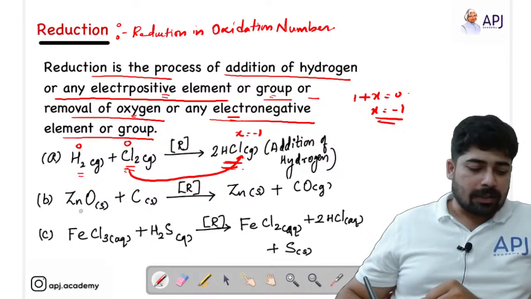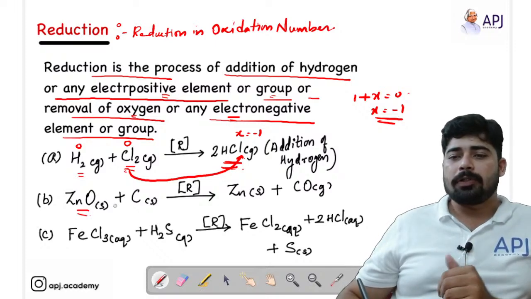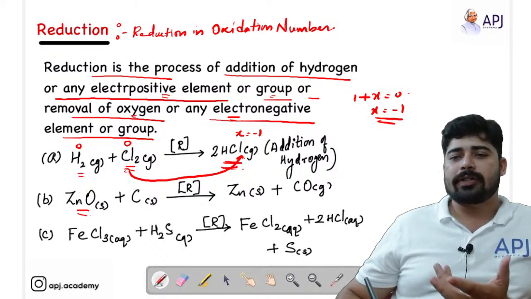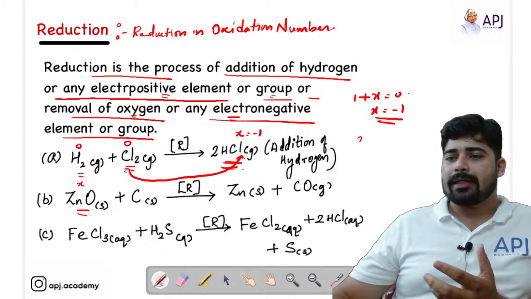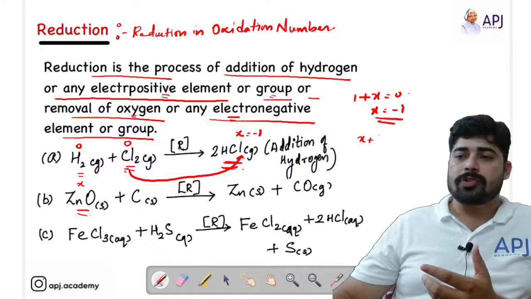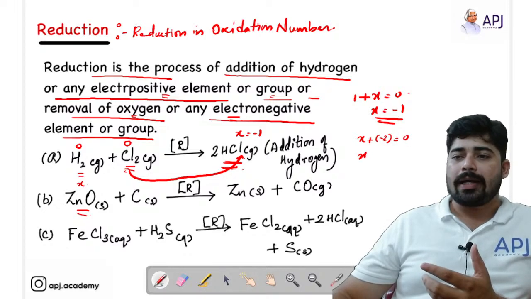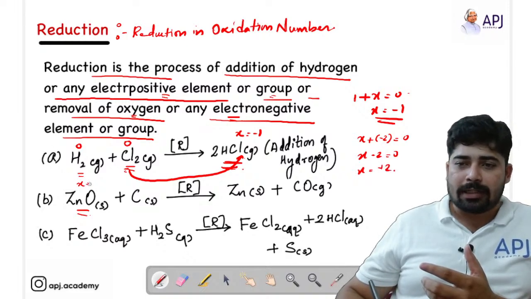Now let's check the second example. In the second example, let's check the oxidation state of zinc here. I put it as X. So X plus the oxidation state of oxygen, which is -2, is equal to the charge on the molecule, which is 0. So X - 2 equals 0, X is equal to +2. So the oxidation state of zinc is +2.